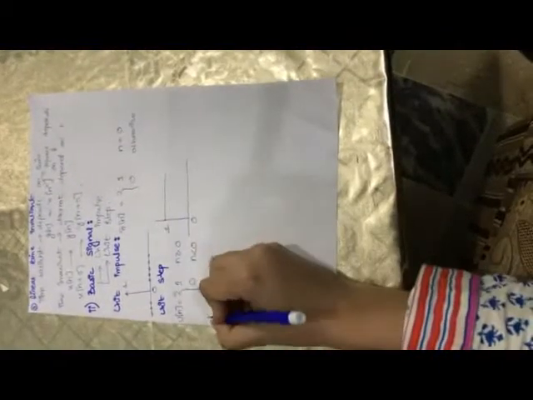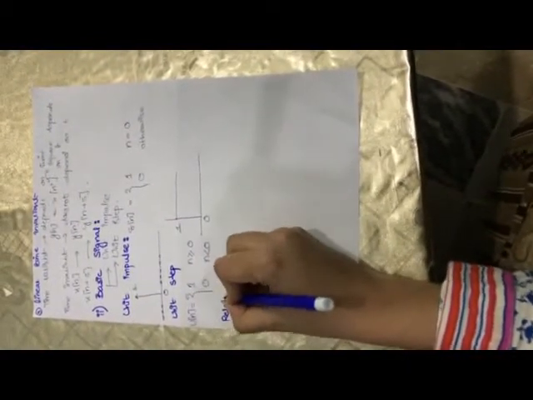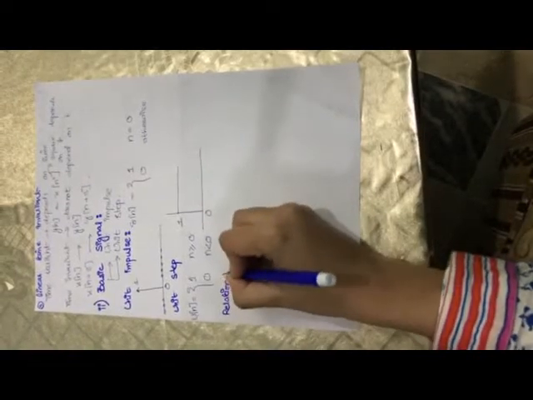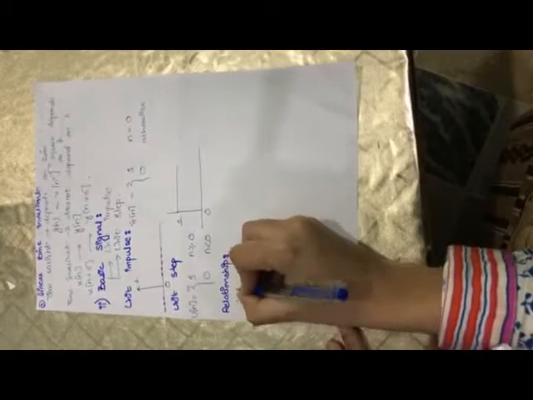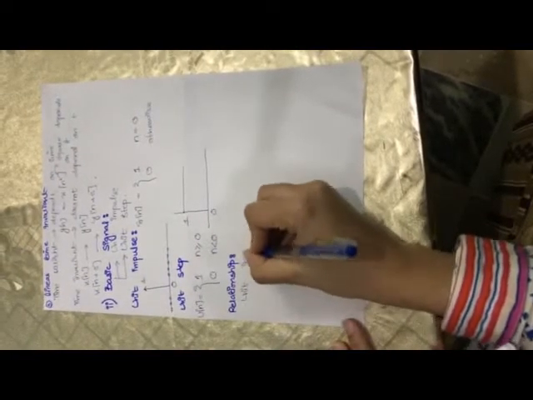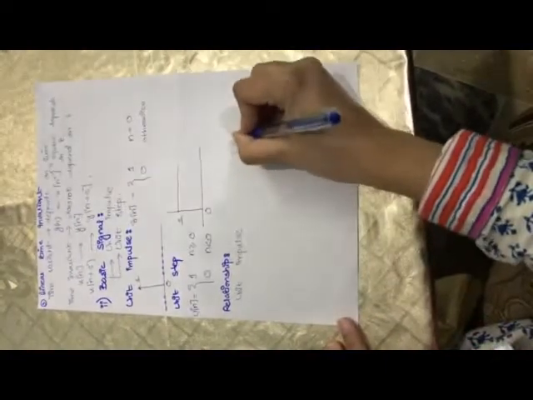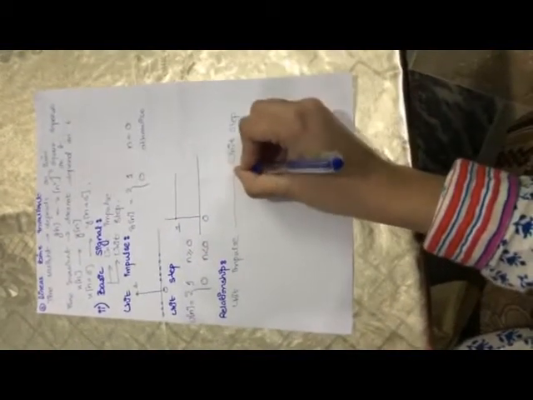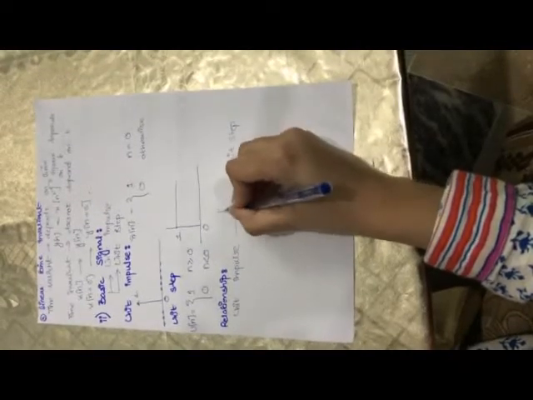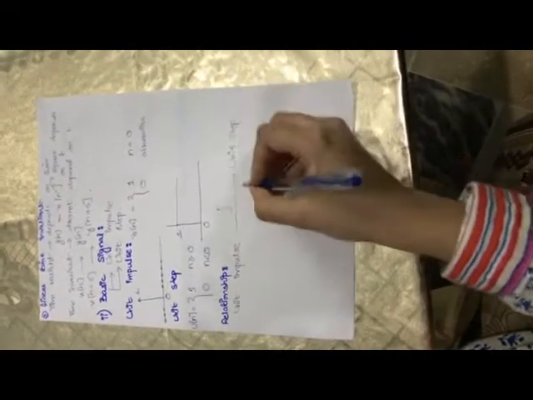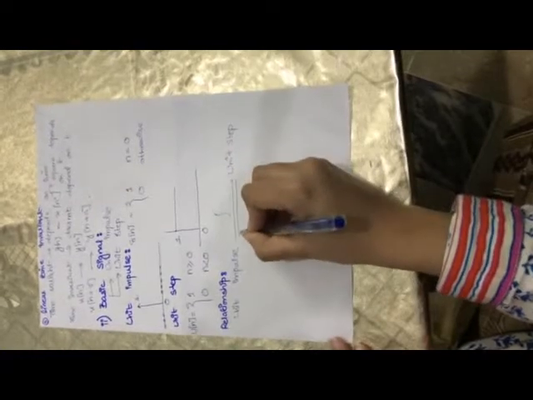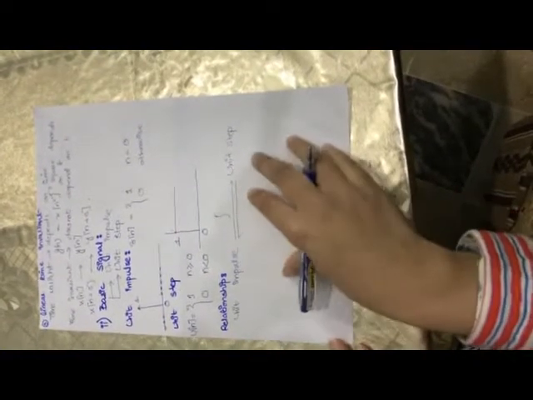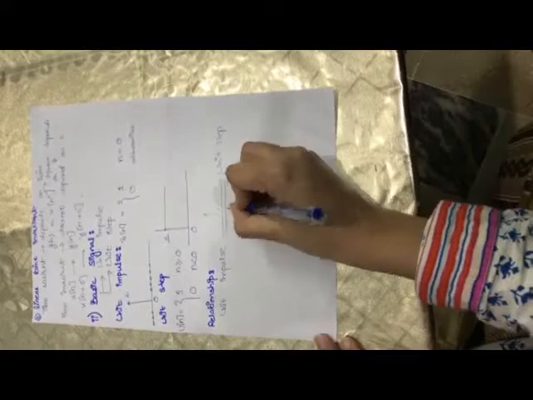And what is the relationship between these two signals? That is, what is the relation between unit impulse and unit step? If we take the integral of unit impulse, what we will get is unit step, and if we take the derivative of unit step, then we will get unit impulse.